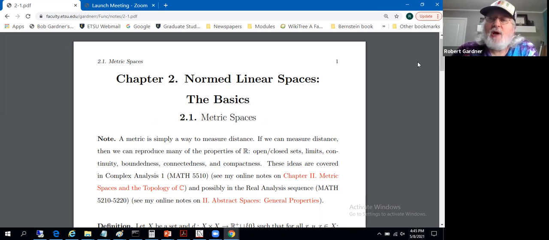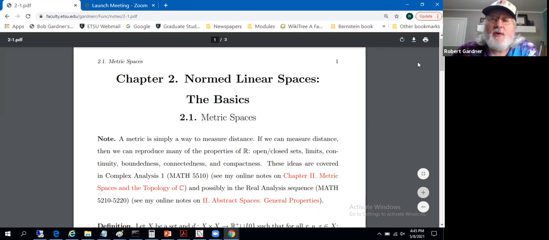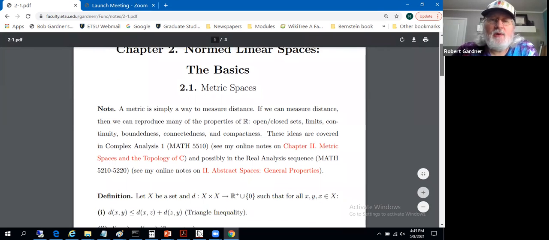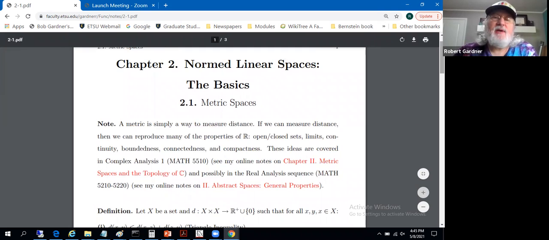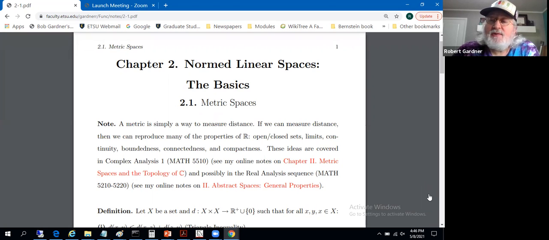Actually, first we're going to talk metrics. Norms will induce a metric. So it is normed linear spaces that we'll be dealing with. But first, just a few little comments about what a metric is in general. And 2.1 is on metric spaces. Metric's a way to measure distance.